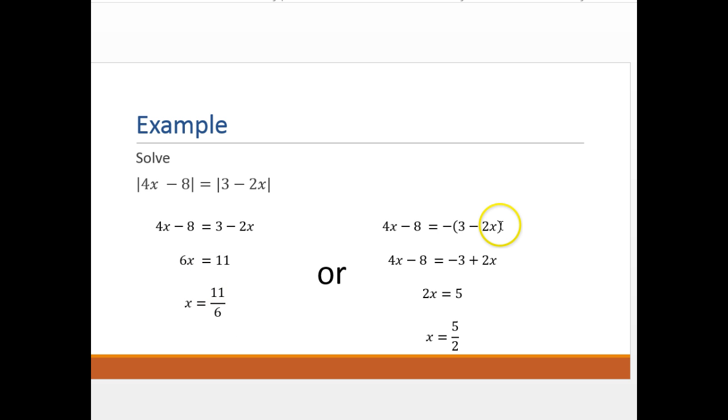If I distribute this negative sign over here, you get 4x minus 8. Your right-hand side, when I distribute the negative, is negative 3 plus 2x. Subtract 2x from both sides. Add 8 to both sides. You get 2x is 5, so x is 5/2. And again, you can plug this in easily and find out you get the same answers on both sides.